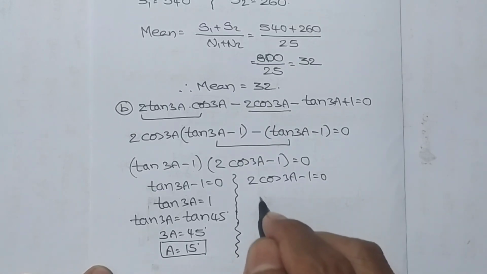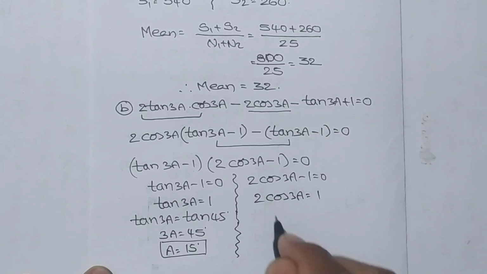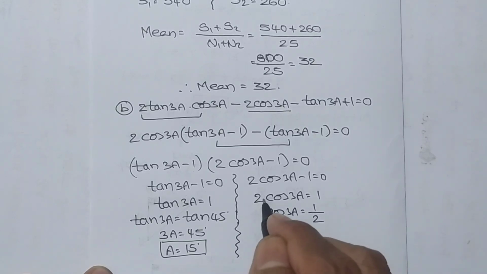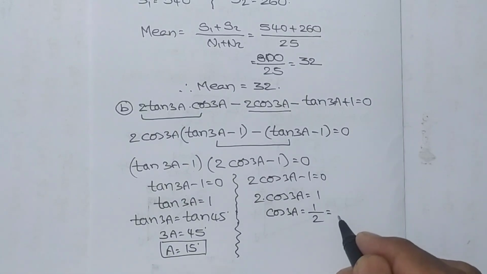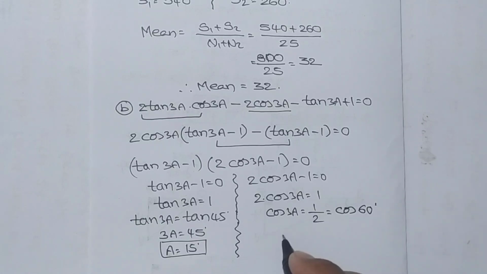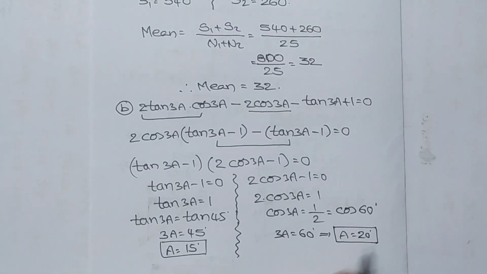And let us simplify this one. 2 cos 3A, minus 1 goes that side, becomes 1. Cos 3A is 1 divided by 2. This 2 moves this side as 1 by 2. In terms of cos, it is cos 60 degrees. Now 3A indicates 60 degrees. From this we can find A equal to 60 by 3, means 20 degrees. Finally, A is equal to 15 degrees or 20 degrees is the final answer.